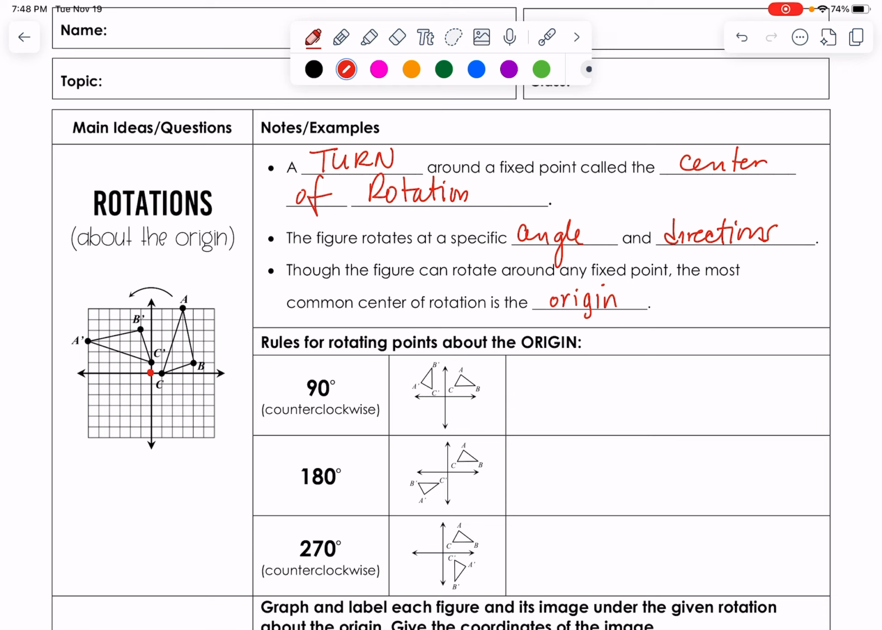90 degrees, where our original point, x, y, goes to negative y, x. So what this means is that the y changes place and signs, and the x just changes place.